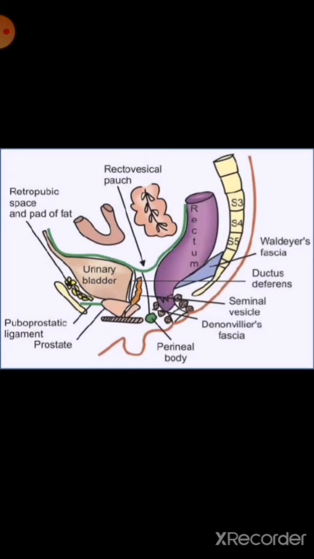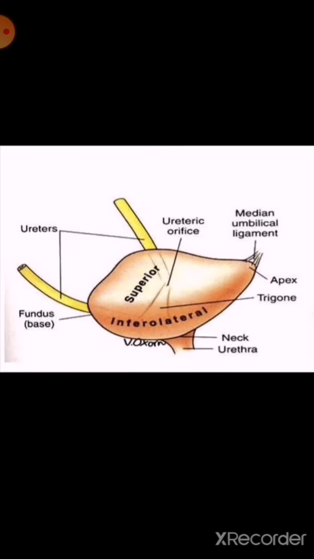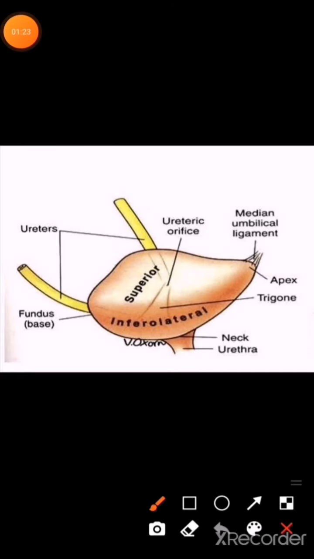Now let's consider the external features. So when we consider an empty bladder, we say that it is tetrahedral in shape, meaning it has 4 sides, because tetra obviously means 4. So it has an apex, and you can see the apex labeled, and the apex is directed forwards. So this is the apex and it is directed forwards.